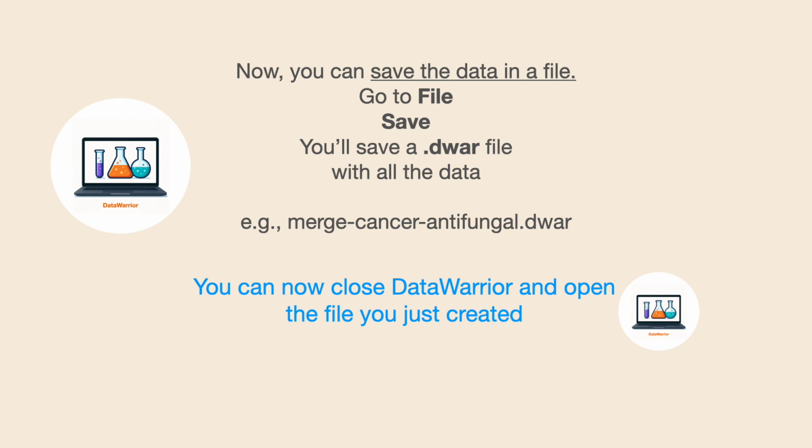Now, we will save our data in a new file. We go to File and then Save. This will save a .dwar file with all the data. We can call this file, for instance, merge-cancer-antifungal. We can now close DataWarrior and open it again and open the DWAR file we just created.